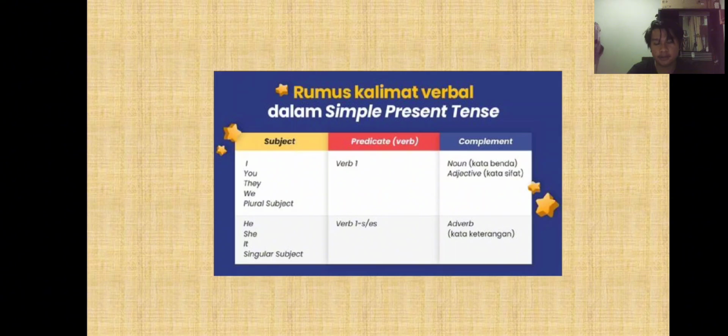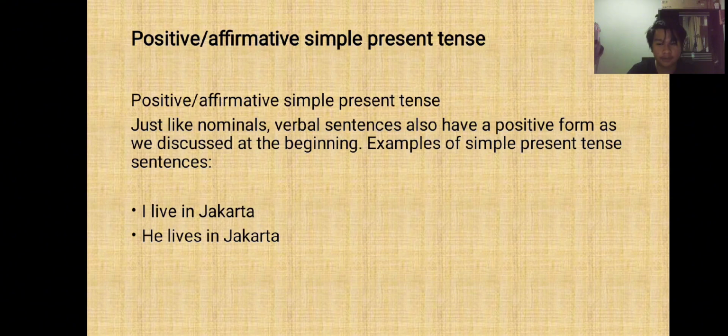This is the verbal sentence formula in simple present tense. You can see the formula. Positive or affirmative simple present tense. Just like nominals, verbal sentences also have a positive form as we discussed at the beginning. Example of simple present tense sentence: I live in Jakarta. And the second, he lives in Jakarta.